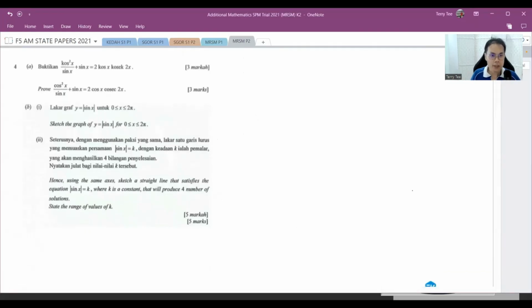Okay, so here the first part, we're supposed to prove that cos square x divided by sine x plus sine x is equal to 2 cos x cosecant 2x. Okay, when it comes to proving, we start from one side, move towards the other. Let me start from the left-hand side. We always start from the side with more number of terms. In this case, the one that has more number of terms is the left-hand side.